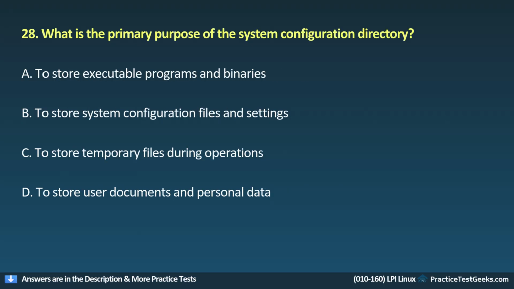28. What is the primary purpose of the system configuration directory? A. To store executable programs and binaries. B. To store system configuration files and settings. C. To store temporary files during operations. D. To store user documents and personal data.